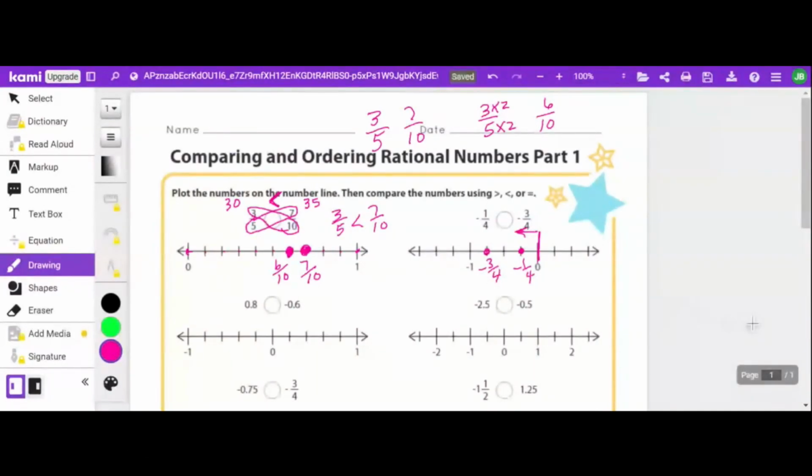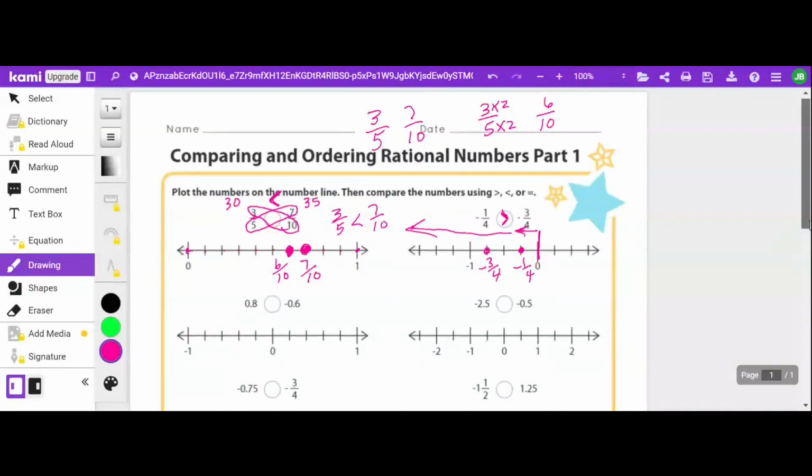With negative numbers, the farther left you go, the smaller the number. The more negative you are, the smaller you are. So negative 3/4 is smaller than negative 1/4. So negative 1/4 is bigger. Okay, so when we're dealing with the negatives, we have to look at it a little bit differently. We have to think about where those numbers sit on a number line.